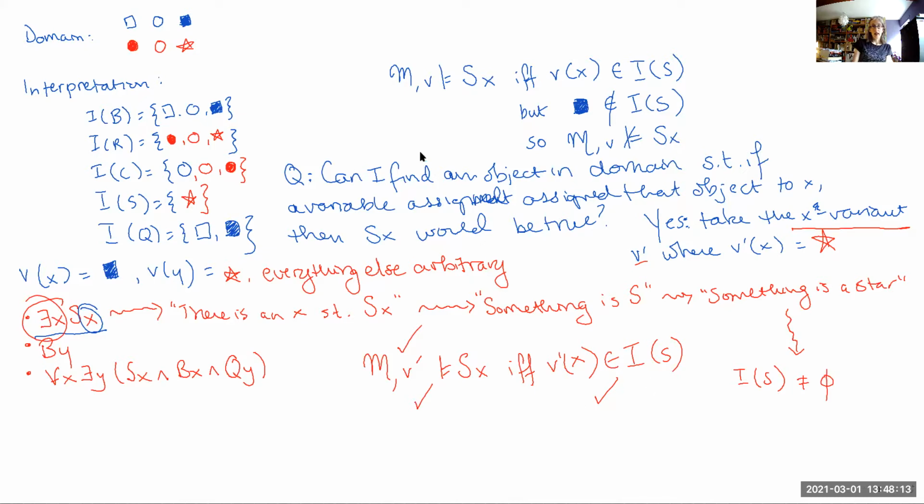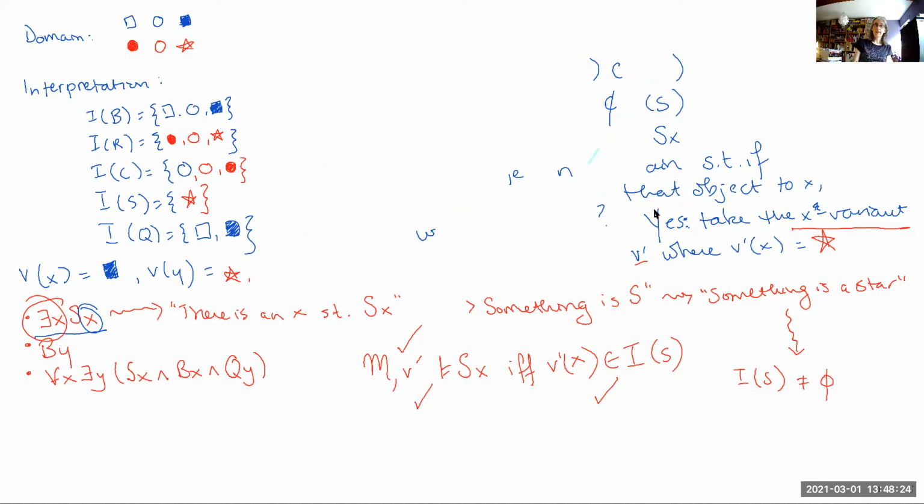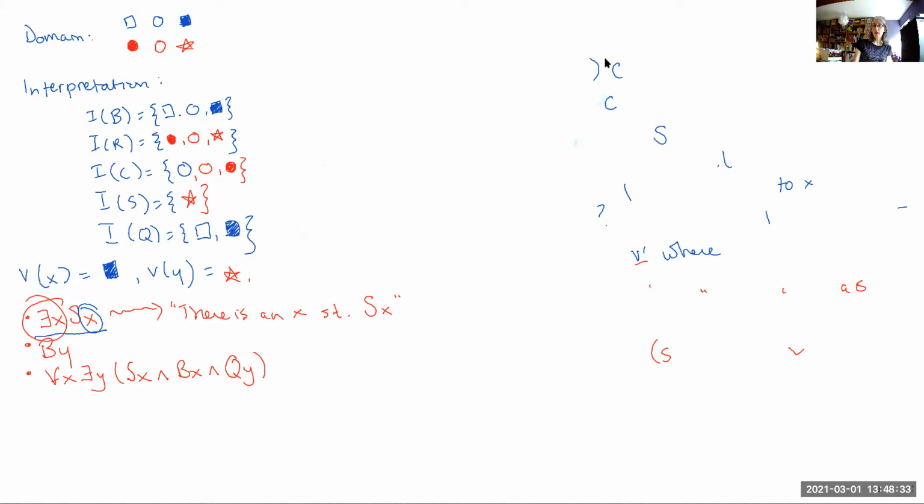So I'm gonna clean up a bunch of stuff on the board so that we've got space to talk through the next one. So with the existential quantifier, it doesn't matter what your variable assignment assigns to the variable that you're quantifying over. All that matters is, can you find a variable assignment? So can you find an object in your domain that has the right kind of properties that would make your formula true? Let's look at this next one.